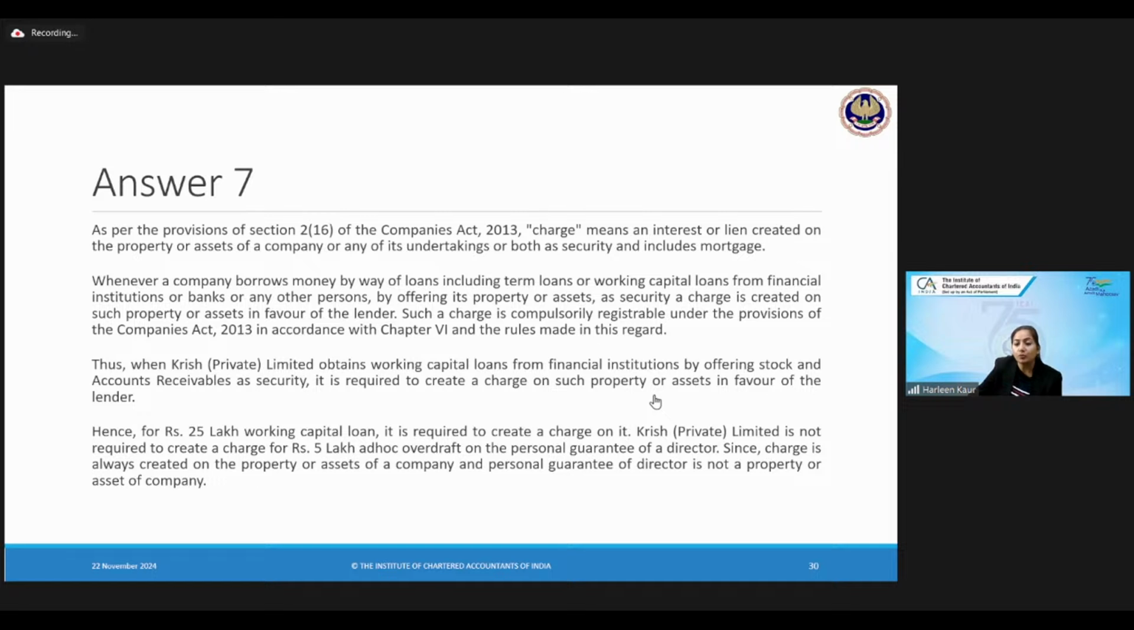And also, Krish Private Limited is not required to create a charge for the overdraft. Why? Because it is an ad hoc overdraft on the personal guarantee of the director. Since a charge is always created on property and a personal guarantee is not property, this is not to be registered. Are you understanding?